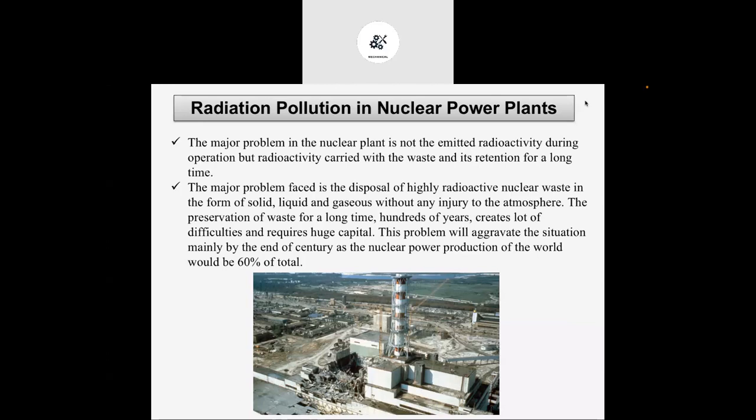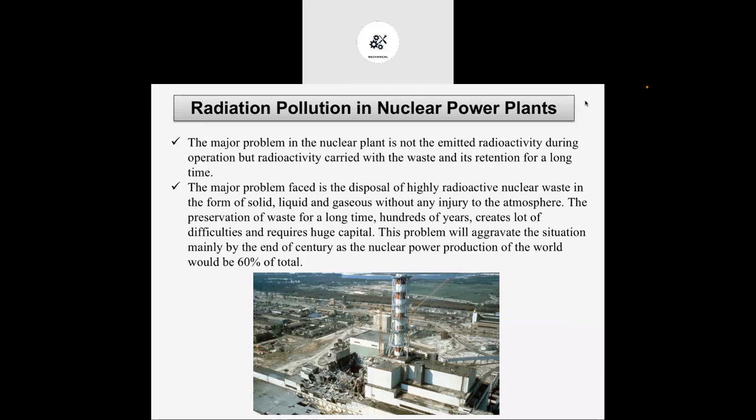Now, disposal of this highly radioactive nuclear waste is the main problem, because the radioactive nuclear waste is in solid, liquid, and gaseous form. Without releasing it into the atmosphere, we have to collect it and preserve it for a very long time, for millions of years, because the half life of that nuclear waste is nearly in the millions. Okay, even if we take a simple nuclear fuel, thorium is also having a half life of 100 years. So after 100 years, it automatically decays to half of that particular thorium.